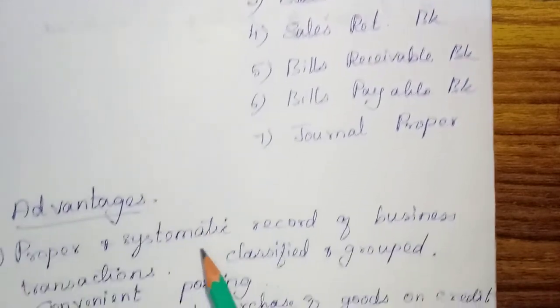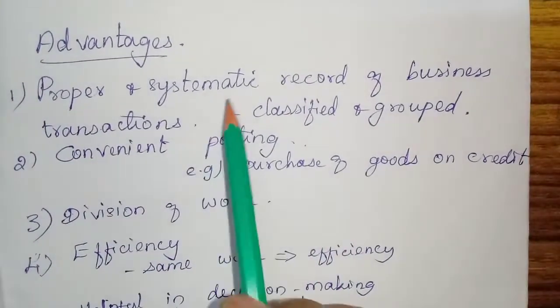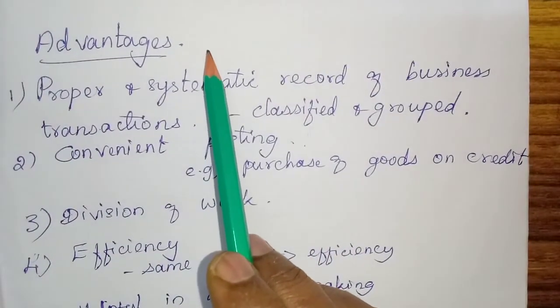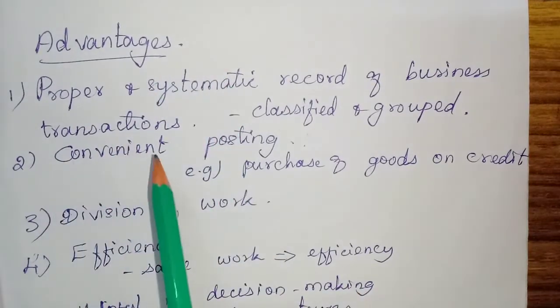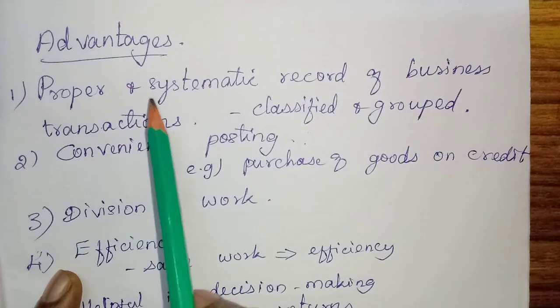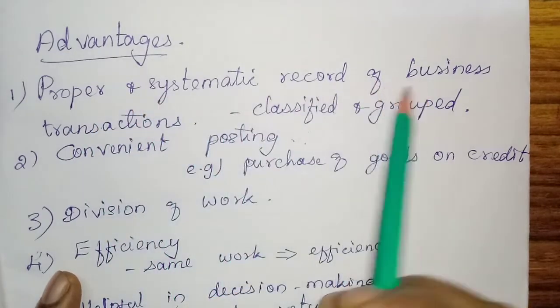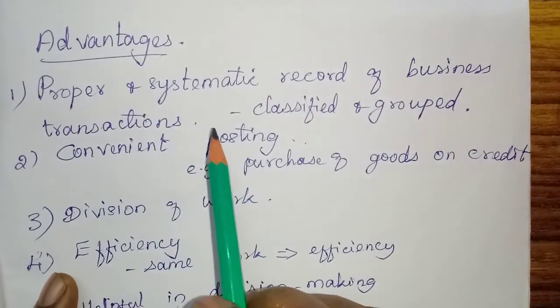Now we are going to learn the advantages. What are the advantages of having these subsidiary books instead of journal entries? This is one of the 5-mark or 3-mark questions, a short answer, so at least learn the heading. The first advantage: proper and systematic record of business transactions.